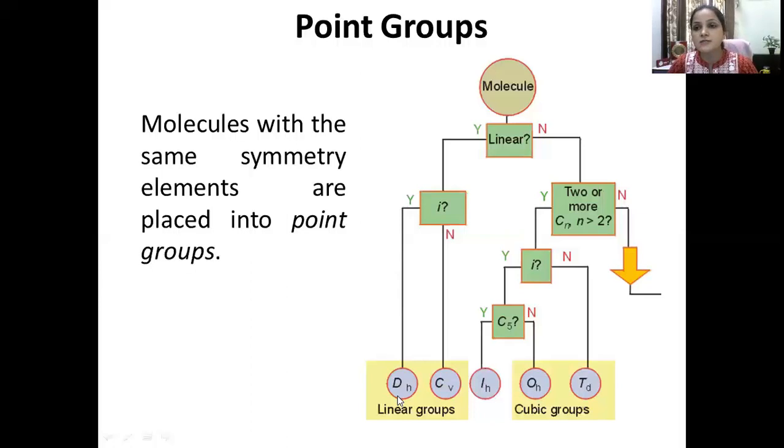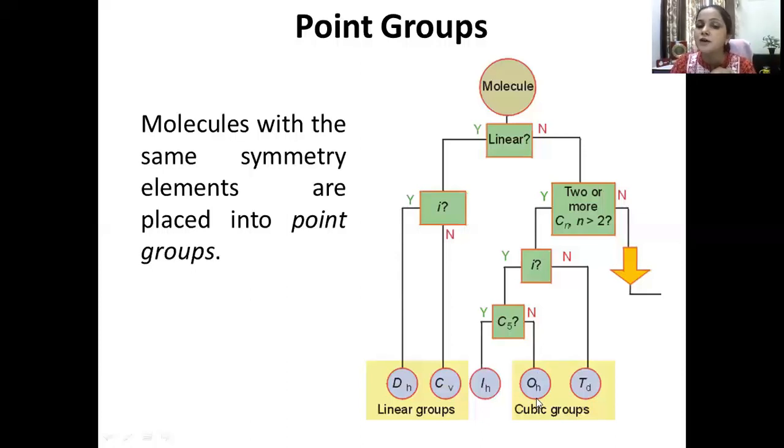And if C5 is not present in that molecule, meaning the molecule has C4 and C2, more than two Cn axes like that, then the point group is directly given as Oh, meaning the structure is octahedral.